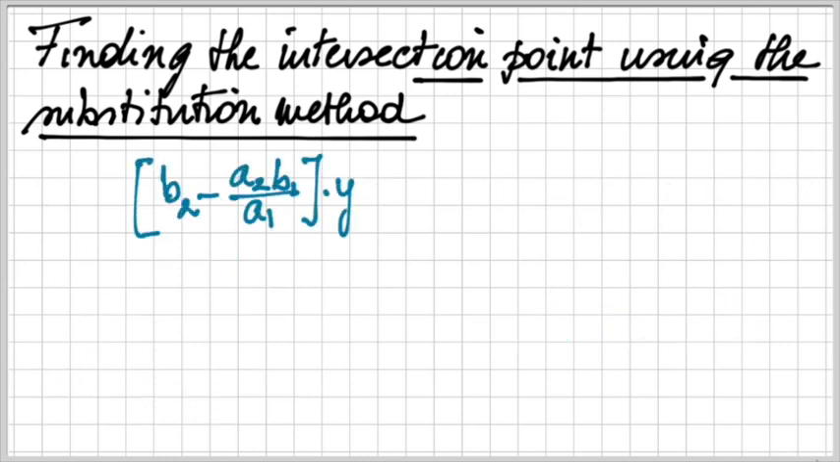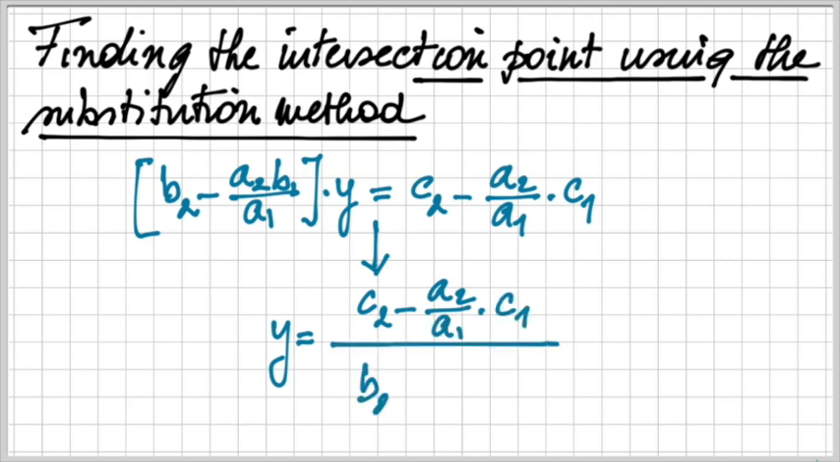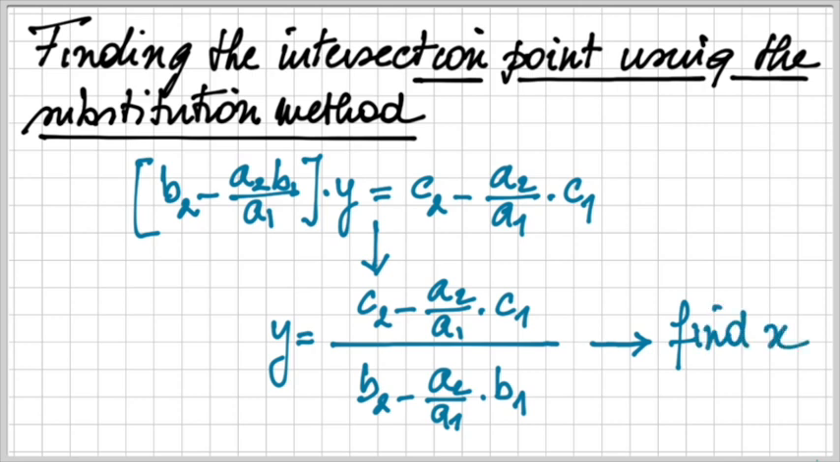So we have the original expression again that we've just found. We divide both sides by b2 minus a2b1 divided by a1. And we find the value of y, which is c2 minus a2 divided by a1 times c1, divided by b2 minus a2 divided by a1 times b1. Now we see that we have a1 in the denominator. We can simplify this if we want, but we can use this parameter to find the value of x.